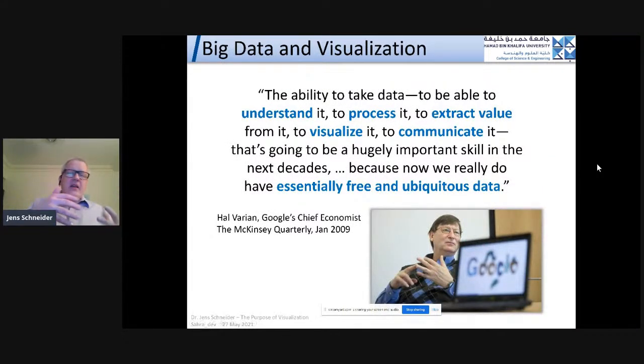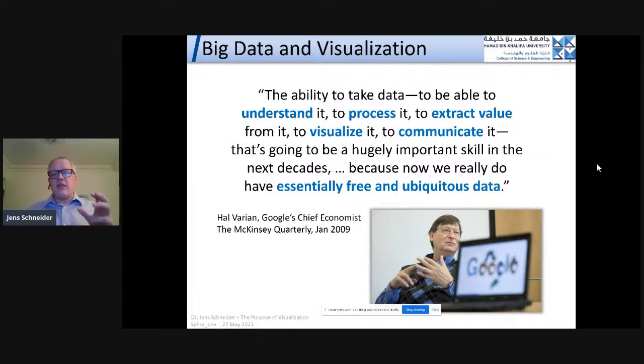So now this ties back to big data as well. Hal Varian, Google's chief economist, said in 2009, the ability to take data, to be able to understand it, to process it, to extract value from it, to visualize it, to communicate it, that's going to be a hugely important skill in the next decades, because now we really do have essentially free and ubiquitous data. And of course, this was 2009.